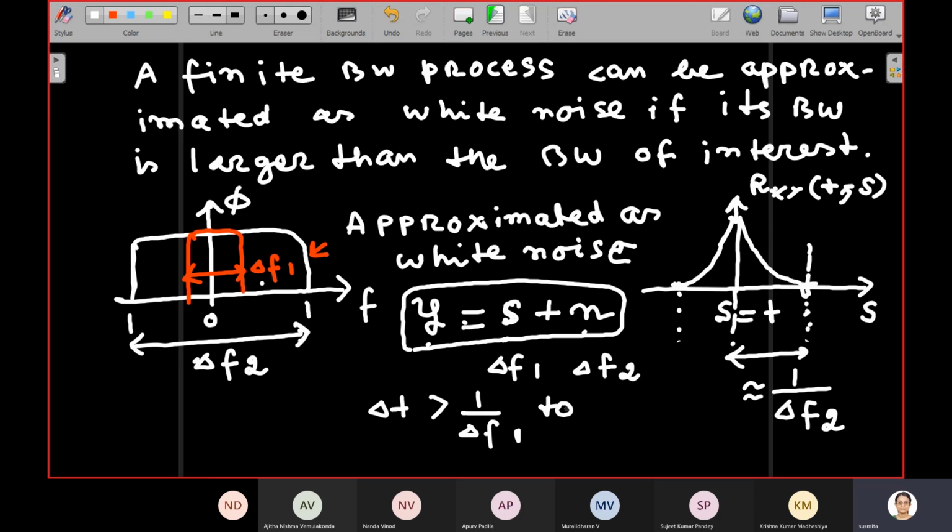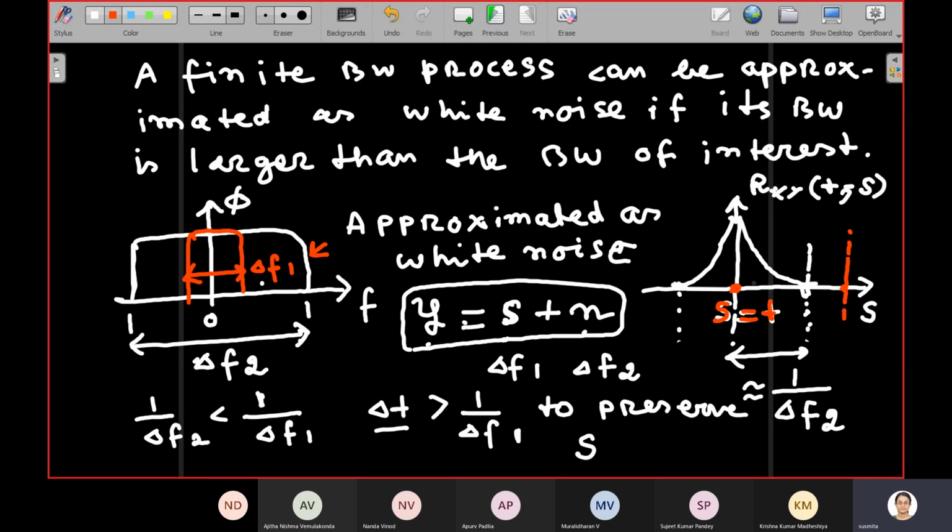Otherwise, we will distort the signal of interest. S will be distorted in the discrete samples. If we choose the sampling interval lower than this value 1 by delta f1, we will distort this. We do not want to do that. We want to preserve all the information as it is. Therefore, we must choose a sampling interval which is greater than 1 by delta f1. Now, we know that 1 by delta f2 is less than 1 by delta f1. Right? So, if the first sample is picked here at this point, S is equal to T, the next sample will be outside this interval where the autocorrelation function has some significant non-zero value. So it will be, let's say, somewhere here. The next sample will be at this point.